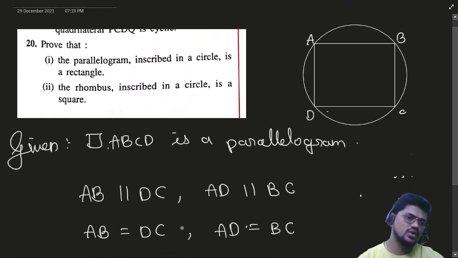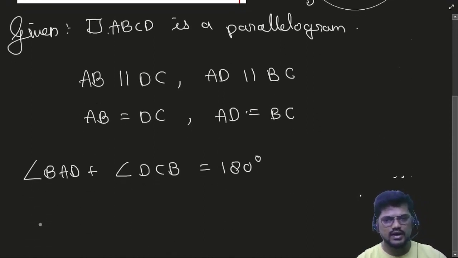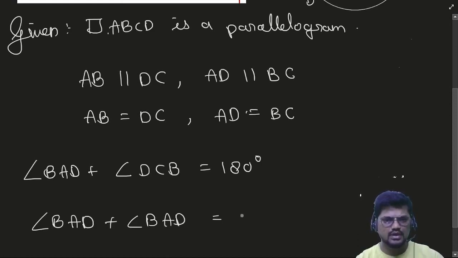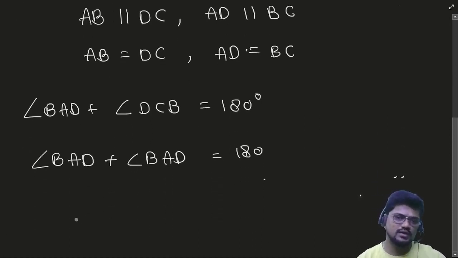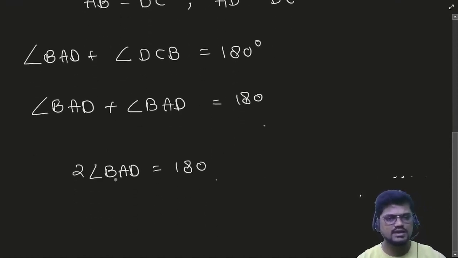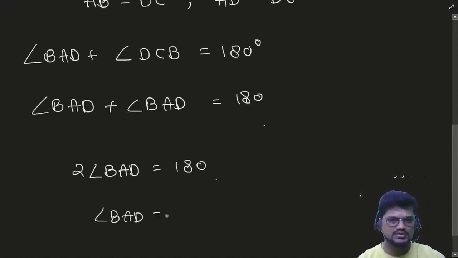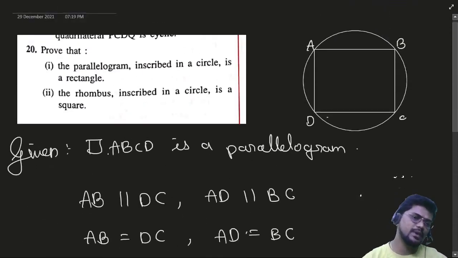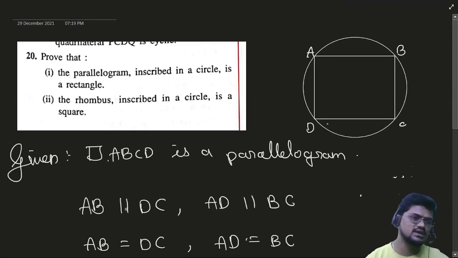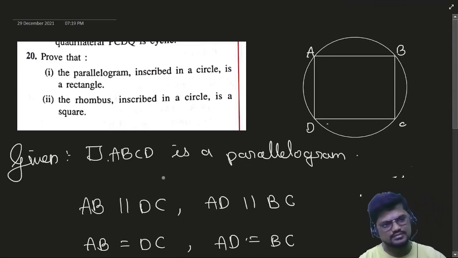But what we know is that opposite angles of a parallelogram are equal, no? So angle BAD, I can write again angle BAD, equals 180. So twice of angle BAD equals 180. And then what I can say? Angle BAD equals 90 degree. Understood? If in a parallelogram any one angle is 90 degree, all of them have to be 90 degree.